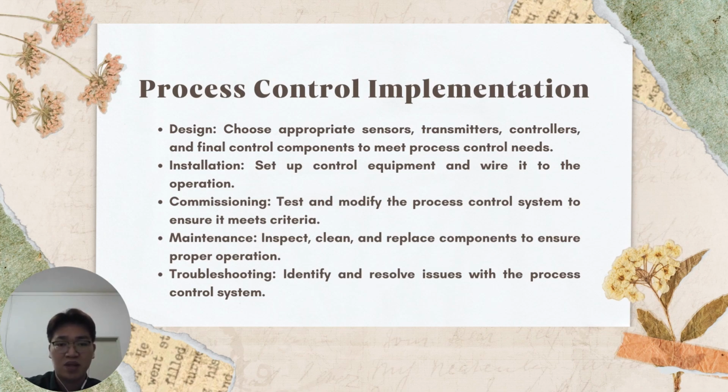The fourth one is maintenance. Inspect, clean, and replace components to ensure proper operation. The last one is troubleshooting. Identify and resolve issues with the process control system.